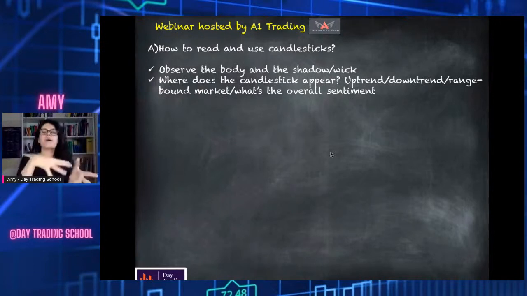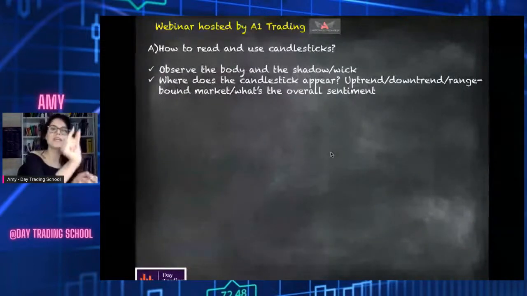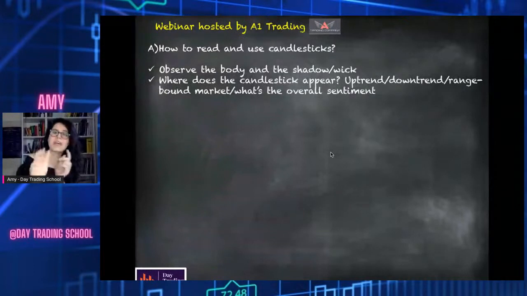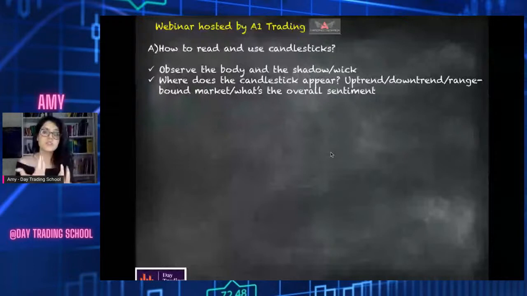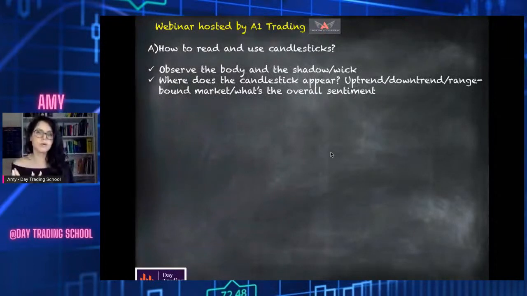For example, if a hammer appears in the middle of a newly initiated uptrend, this is a false signal, right? And this is also your task. You need to understand the difference between reliable candlestick patterns and the false signals. And I don't know about you, but it took me a while to see what is a false signal and which one is a reliable signal.